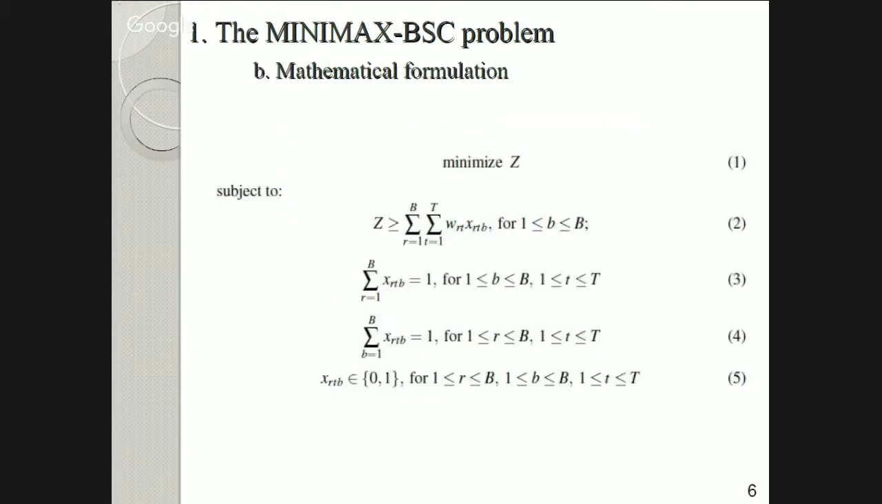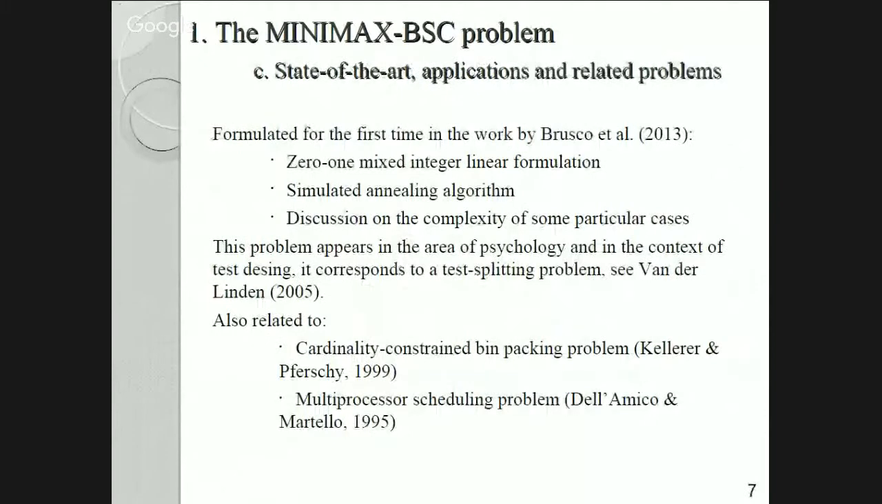So this is the mathematical formulation of the problem. I'm going to skip it quickly because it's just minimizing the maximum weight of all the final groups. We need to assign all the questions, and in each questionnaire, I have to have one question from each one of the sets, and the variables are binary.